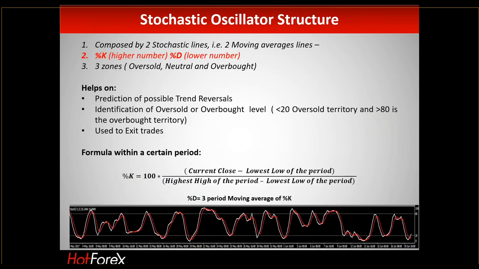Okay. So there are lots of things, you might hear of a slow stochastic, a fast stochastic. Basically, on your MT4 platform, you have these two key lines. We have the percentage K, which is typically the higher number when you're setting it on your charts, and the percentage D, which is the lower number. So we've got these two stochastic lines, which are not moving averages, but they're smoothed with a moving average. So the third number gives you this moving average.